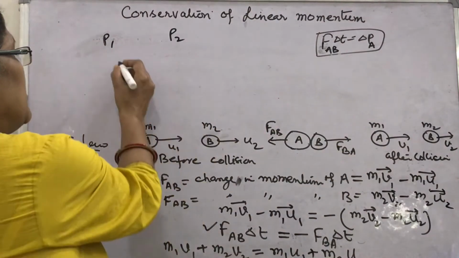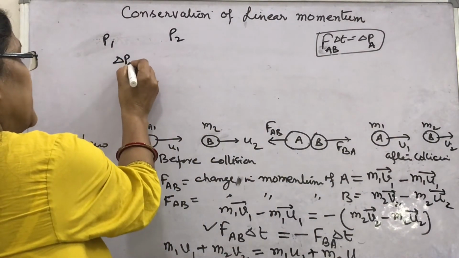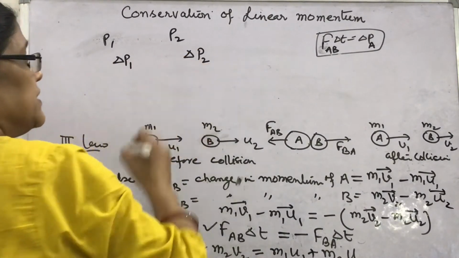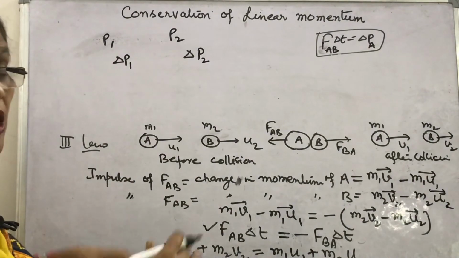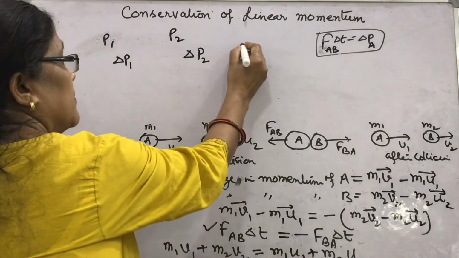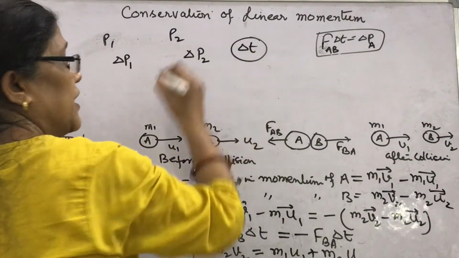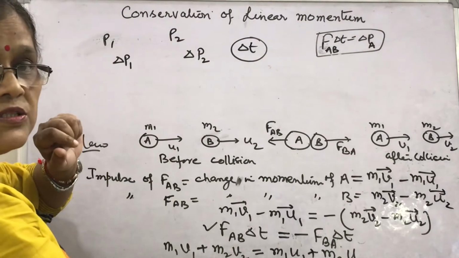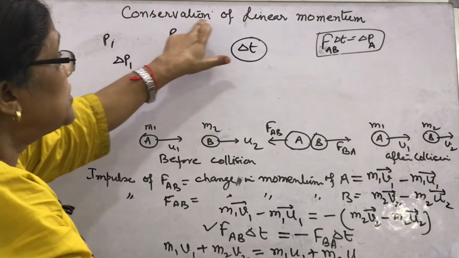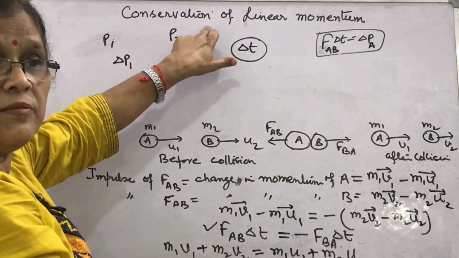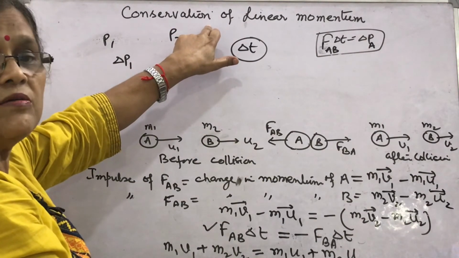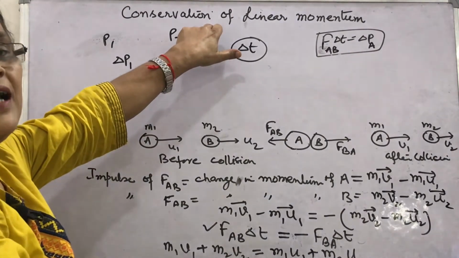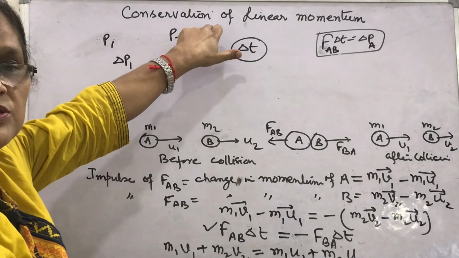How can you write? For the first object, the change in momentum will be delta P1, and the change in momentum for the second object is delta P2. For how much time interval? The time interval is delta t, the interaction time. How will you get the third law from this conservation? Again, what is the conservation of linear momentum? That for an isolated system, in the absence of external force.